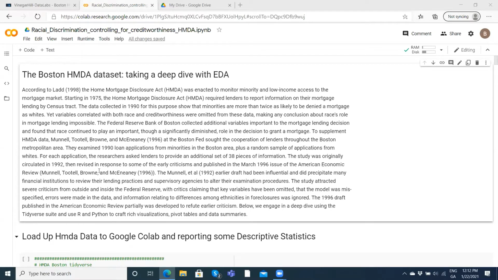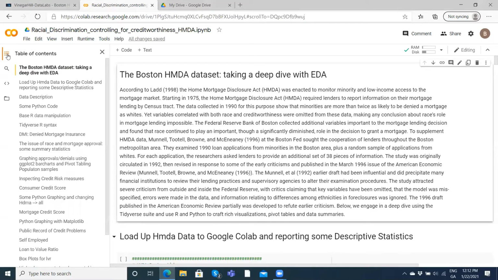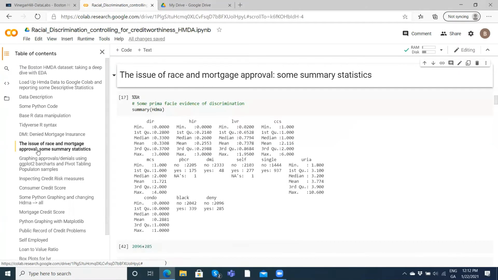One of the key questions addressed in the paper related to the practices in terms of lending and how minority groups were discriminated against. So there is some prima facie evidence that there was discrimination. We can take a look at that, and we picked this up in the summary statistics.